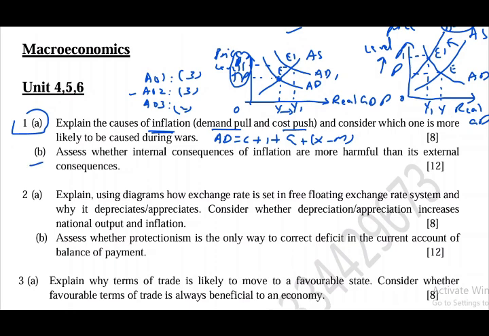And part B is assess whether internal consequences of inflation are more harmful than its external consequences. You have to define inflation if this is totally a new topic, a new question. If it is a continuation of the question from part A, then you need not define inflation because you have already done it in part A. Internal consequences of inflation means consequences of inflation within the national boundaries of a country, and external consequences mean consequences of inflation beyond the boundaries of a country.